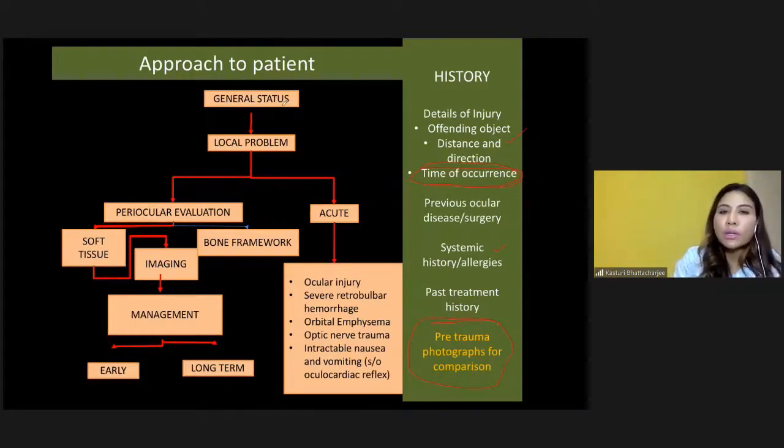So once a patient comes to us, we need to see the vitals, the A, B, C. Then if we find that he's safe, we do a local examination, examination of the soft tissue, examination of the bone. The best way to see the bone is imaging, and you see whether the patient has some serious signs and symptoms in the form of retrobulbar hemorrhage, emphysema, optic nerve trauma, or signs of oculocardiac reflex. These are the patients who require immediate treatment, or otherwise we just observe and see how early we can do the surgery for him.